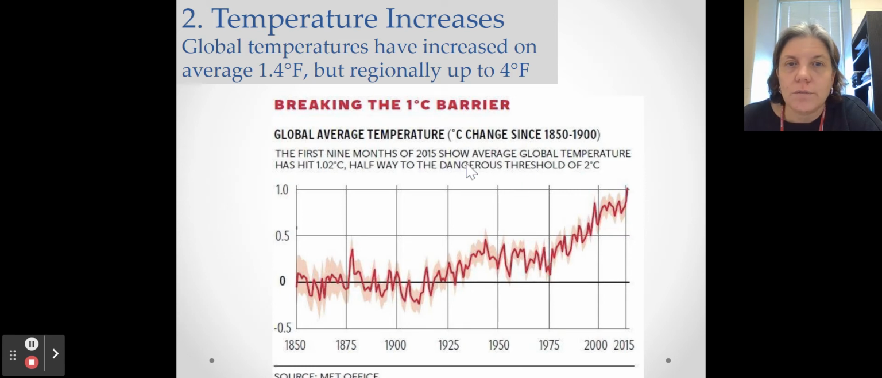The first 9 months of 2015 show average global temperature has hit 1.2 degrees Celsius higher than normal, halfway to the dangerous threshold of 2. So we think that if the temperature raises 2 degrees on average all the way around the globe, it's going to cause a whole lot of problems. So we do not want to get there. So temperature is going up.